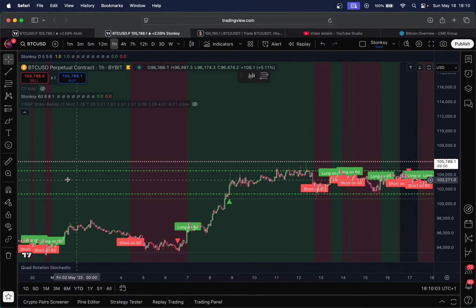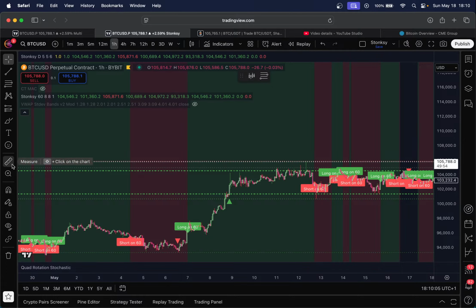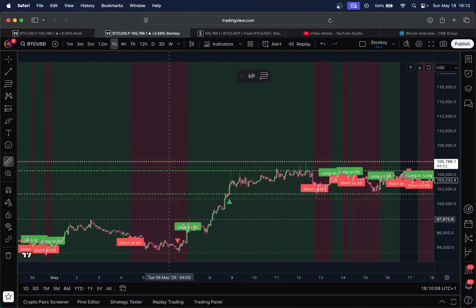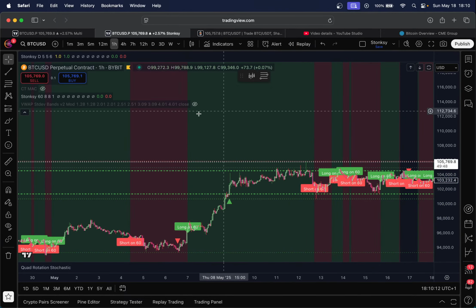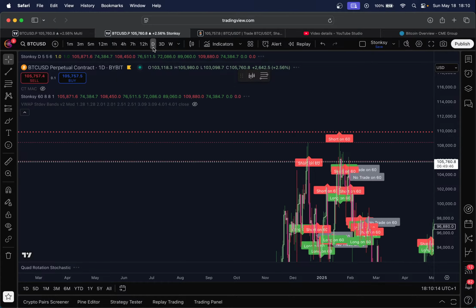It is a paid indicator, but, you know, it is good. Now, Stonksy on the daily time frame, right?